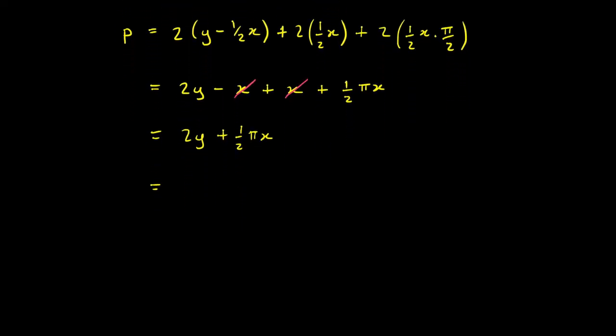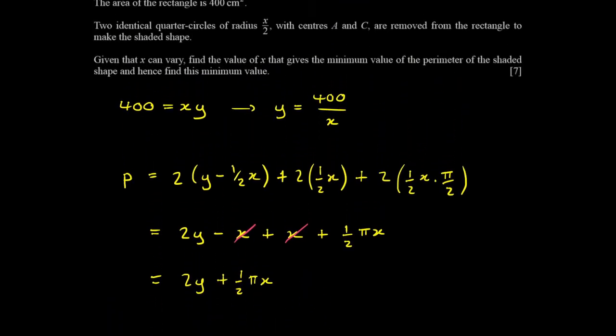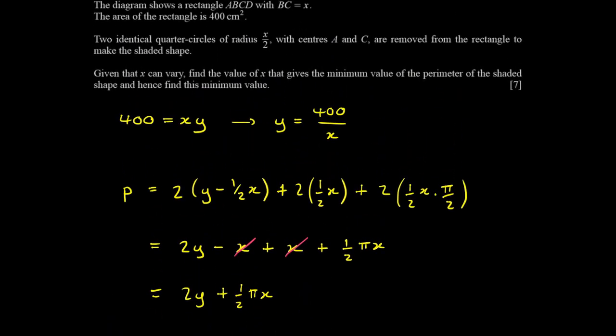So we've got 2 times 400 divided by x plus a half pi x. And so that is 800 upon x plus a half pi x. So that's the function that tells me the perimeter of my shape. But we're told that the value of x can vary. So we want to find the value of x that gives the minimum value for the perimeter.